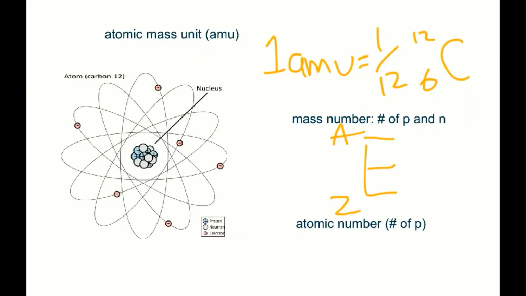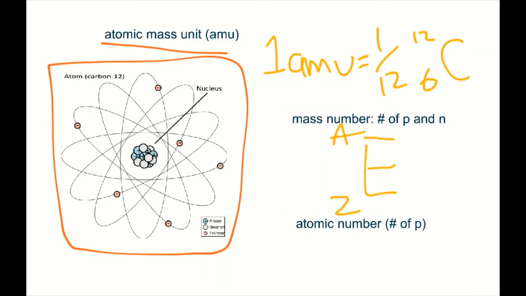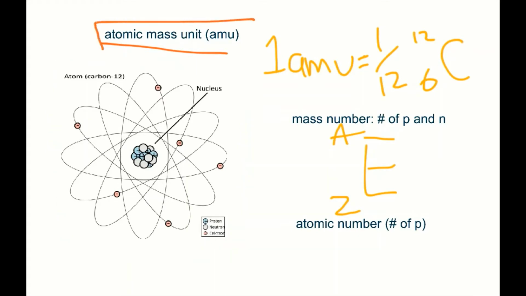Now let's talk about atomic mass units. It's a unit we measure in place of grams because grams is honestly too large of a measurement to measure something as small as an atom. So instead we use an atomic mass unit, which is very, very small compared to a gram.